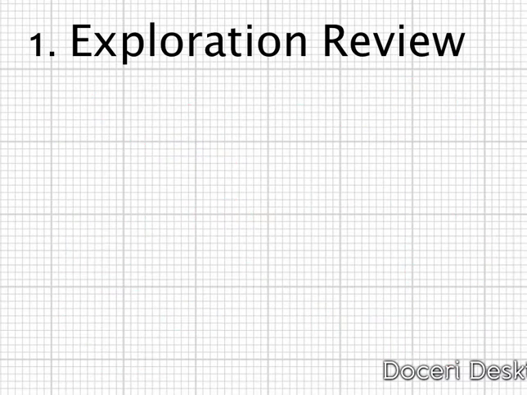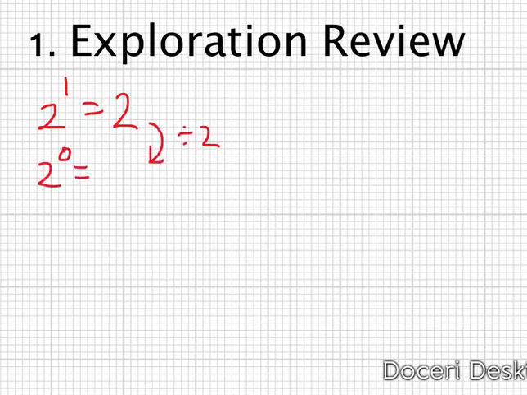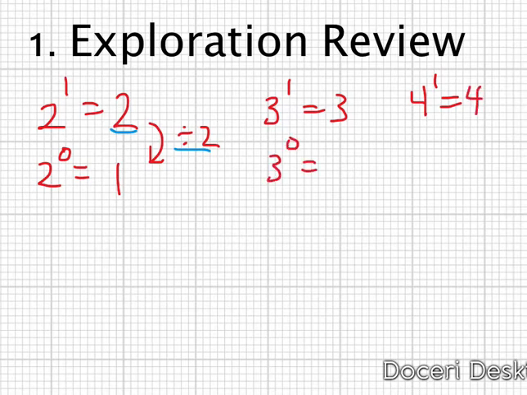Now this continues when I get to negative exponents. So that was the next part. I decrease from 2 to the 1st, which gives me 2. So going down to 2 to the 0, that's just divide by 2 again. 2 divided by 2 is 1. And we did the same thing with 3 to the 1st, which should be 3, and 4 to the 1st, which should be 4. Divide by 3 to get to 3 to the 0, which gives you 1. And 4 to the 0 also gives you 1.